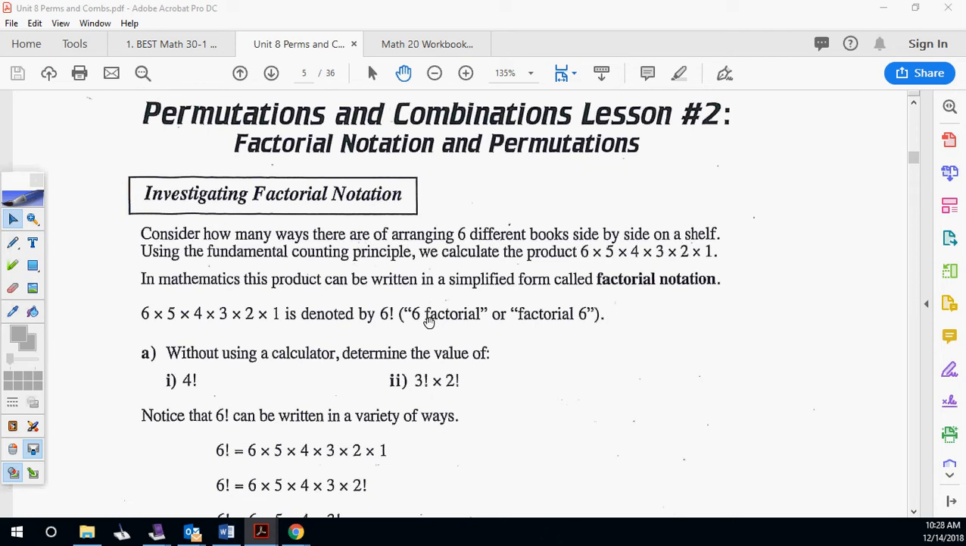Unit 8, lesson 2. So factorial notation and permutation. This is kind of the first big one in terms of permutations.